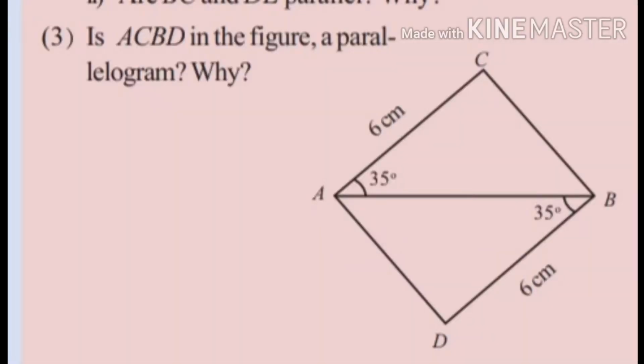Okay. Next question is question number 3. Is ACBD in the figure a parallelogram? Why? One figure is given, ACBD. In that figure, two sides are given, AC and DB, both 6 centimeter, and two angles also given, 35 degree, 35 degree. We have to prove this is a parallelogram, and you also have to write the reason. Now, what do you mean by parallelogram? Parallelogram means opposite angles must be equal. Here opposite angles are angle C and angle D, and angle A and angle B. These angles must be equal. Then only we can say that this is a parallelogram.